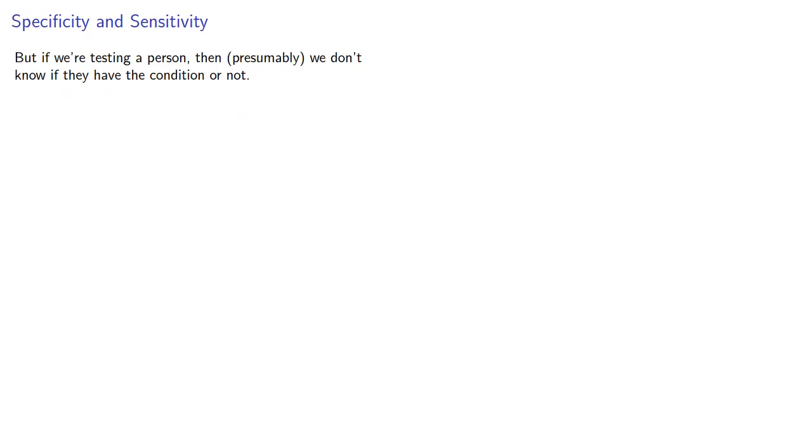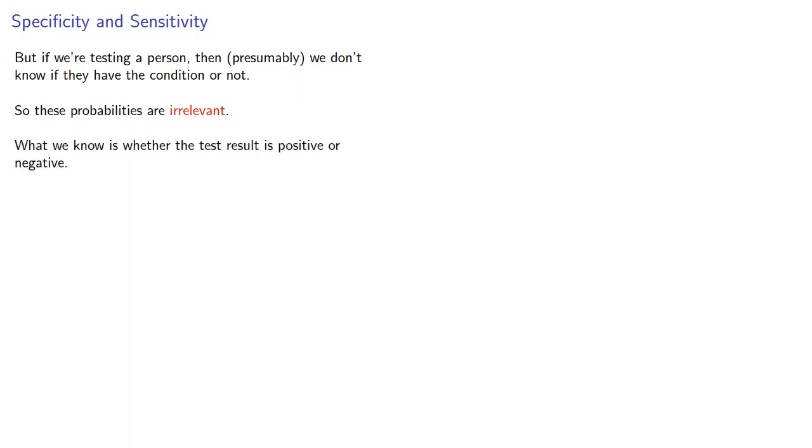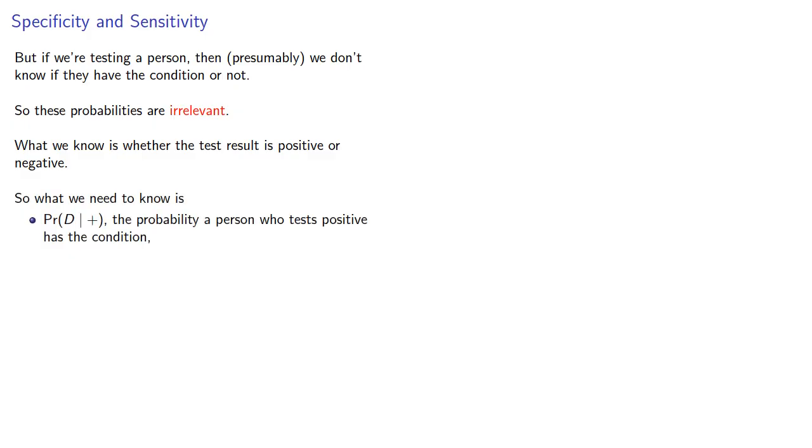But if we're testing a person, then presumably we don't know whether they have the condition or not, so these probabilities are irrelevant. What we know is whether the test result is positive or negative. So what we need to know is the probability that a person who tests positive has the condition, and the probability that a person who tests negative does not have the condition.